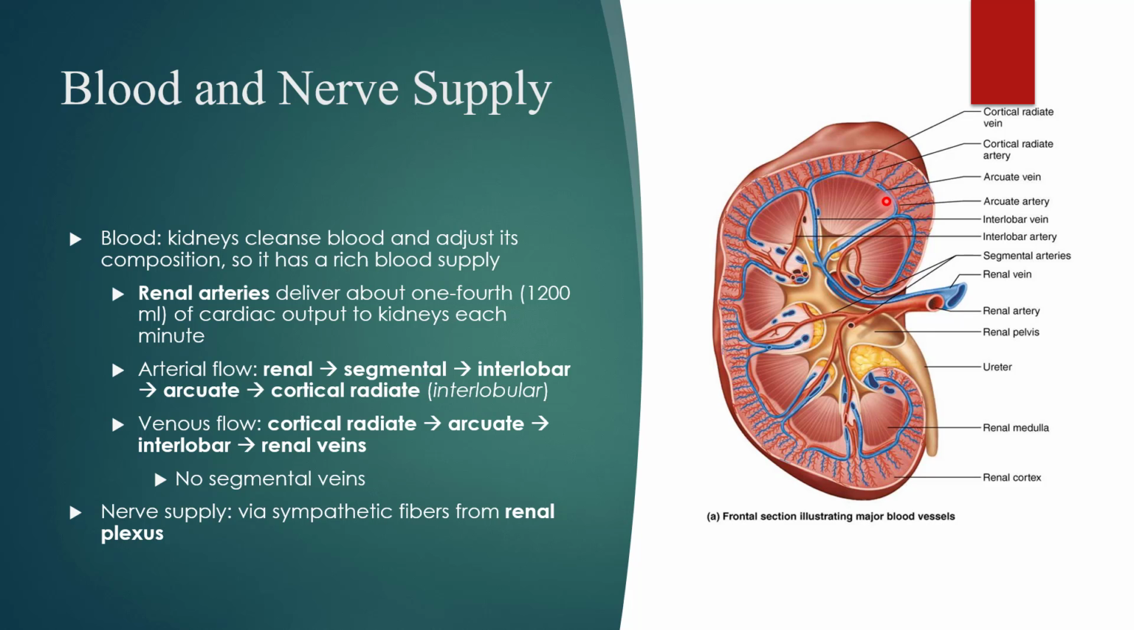They have the same name. Both blood vessels, veins and arteries, have the same names, and they're called arcuates because they form an arc right there. From the interlobar, they will split into two arcuates. So from the arcuates down into the interlobars, and then directly into the renal veins. There are no segmental veins. There is a segmental artery, but no segmental veins. And the nerve supply is a sympathetic fiber from the renal plexus.